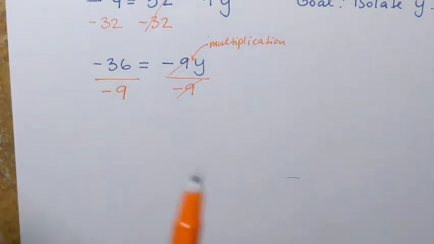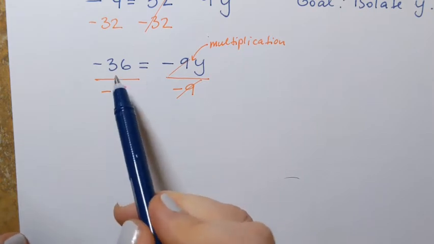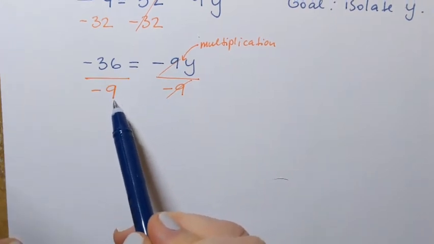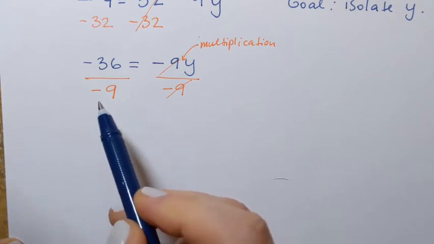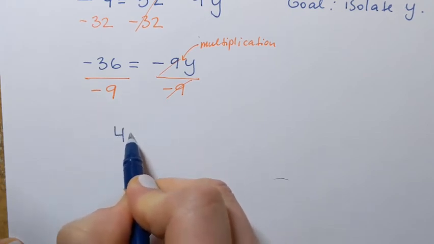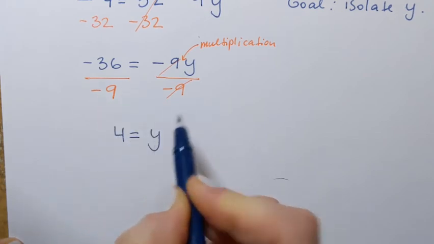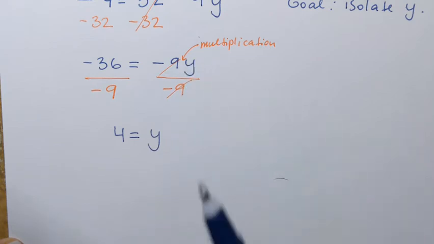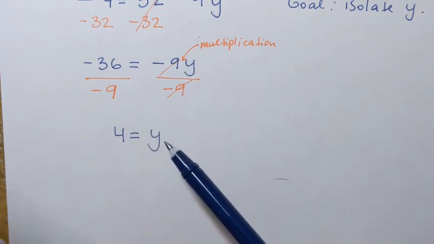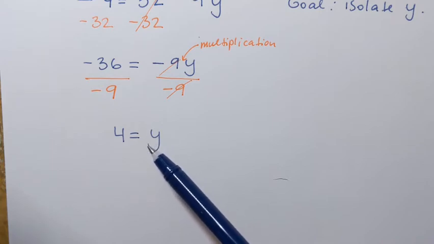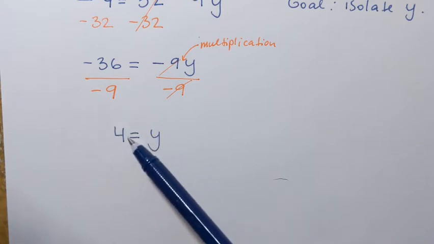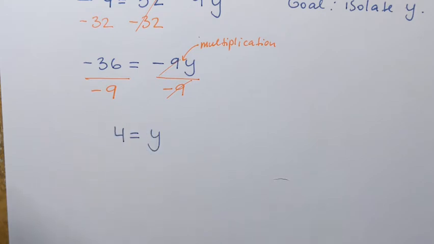When I'm dividing the left-hand side, I'm getting -36 divided by -9. Negative divided by negative is positive, so +4, and the right-hand side is just y. Once I get the variable by itself, once I isolate y in this case, then what it equals on the other side is supposed to be the solution.